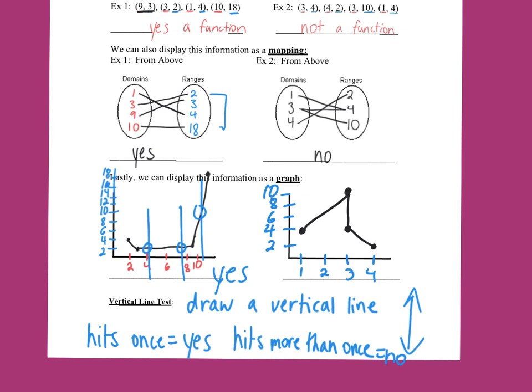Okay, and now I'm going to try that vertical line test. If I drew it right here, it only hit once. If I drew it right here, it would also only hit once. But what about if I drew it right there through the middle? It would hit more than once. Yep, it's hitting a vertical line. So is this a function? No, it's still not going to be one. Okay.